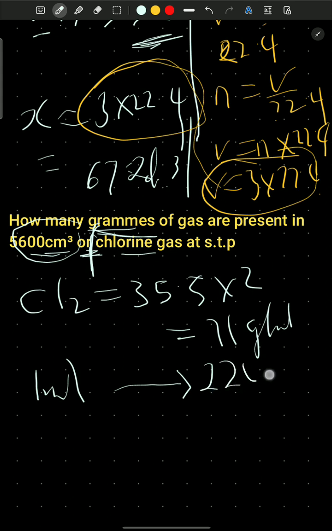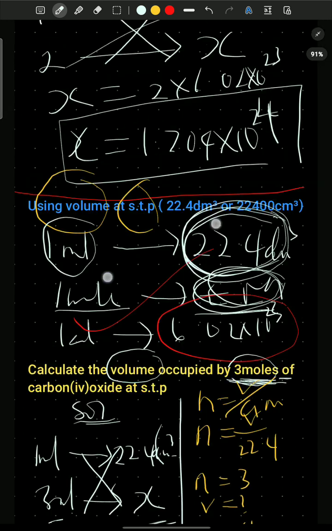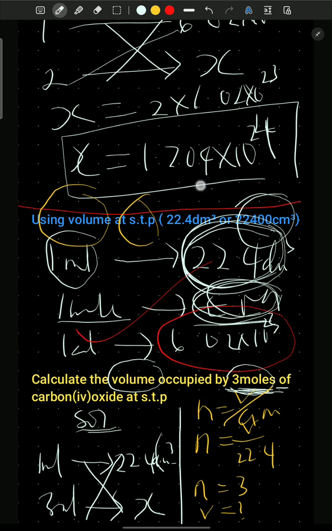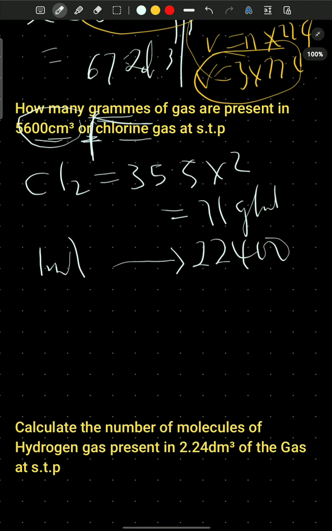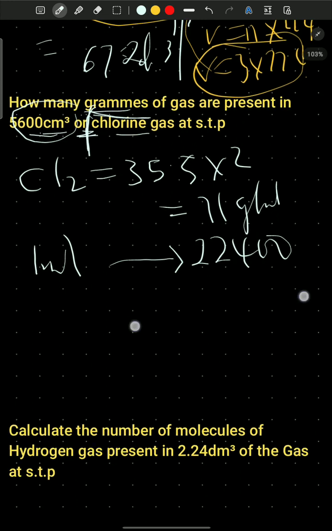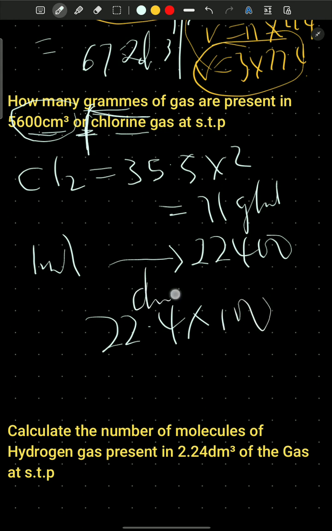I've told you, if you need centimeter cube, you use 22,400. If you need dm cube, 22.4. So the unit must be the same. If you are using centimeter cube, use centimeter cube. If you are using dm cube, use dm cube. The secret here is that to convert centimeter cube to dm cube, you divide by 1000. Dm cube to centimeter cube, you multiply by 1000. So that 22.4 was multiplied by 1000 from dm cube. It took it back to centimeter cube. That's how we have 22,400 centimeter cube.